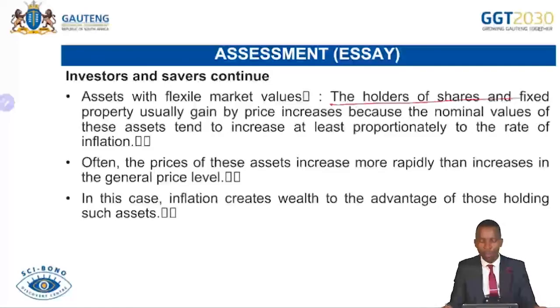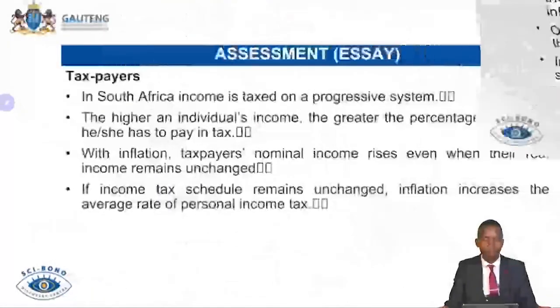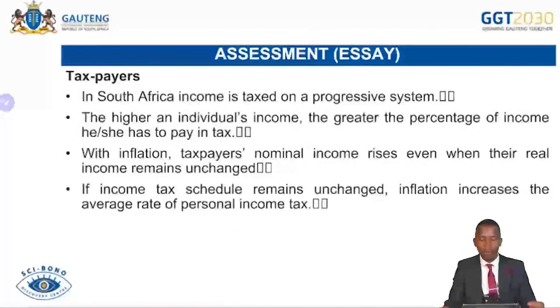Often the prices of these assets increase more rapidly than the increase in the general price level. So that gives you 2 marks. In this case, inflation creates wealth to the advantage of those holding such assets. So those people will always benefit from inflation because they are holding assets with flexible returns, not fixed returns. Taxpayers. In South Africa, income is taxed in a progressive tax system.